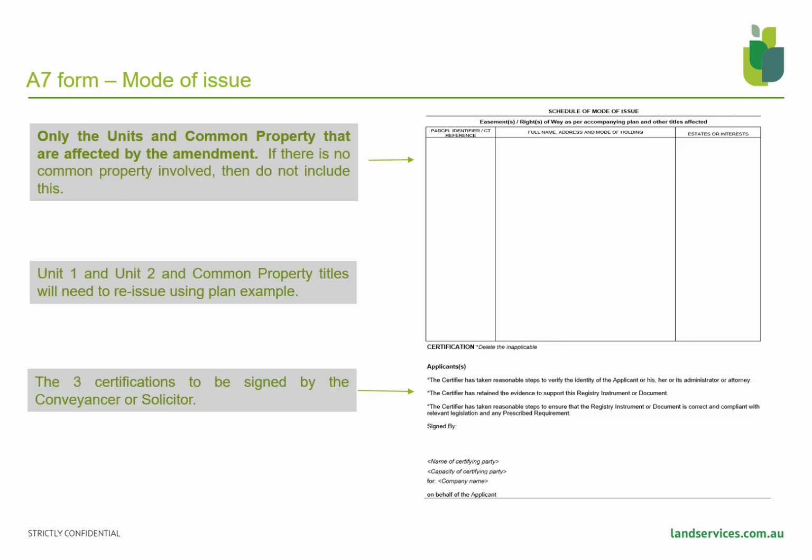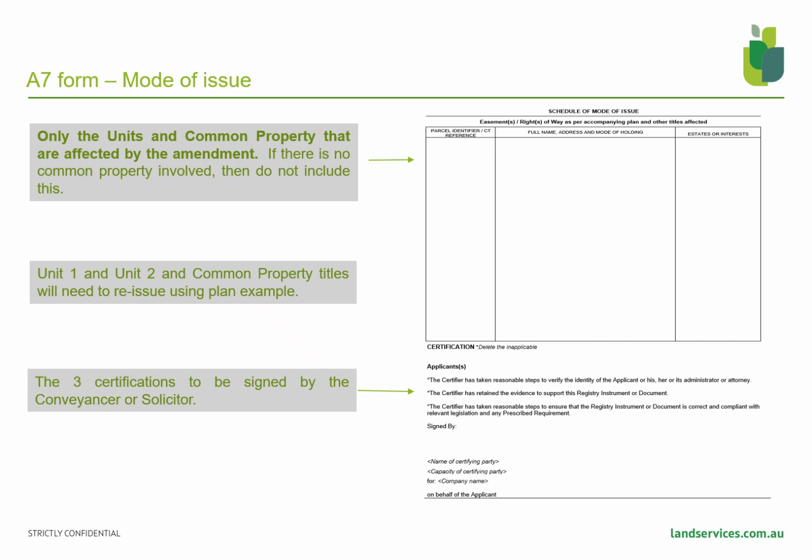For the mode of issue, only show the units and common property if they are affected by the amendment. In the previous example that was shown, units 1, 2, and common property were affected, and therefore we would need to reissue their titles and they would be shown in the mode of issue.